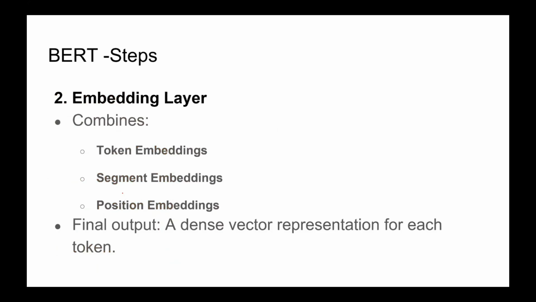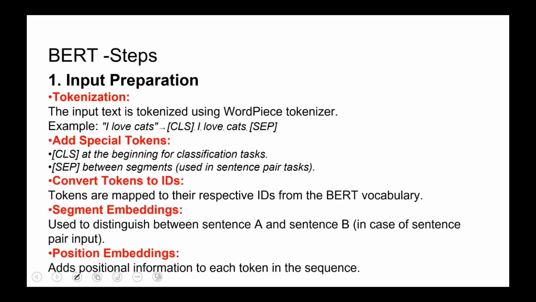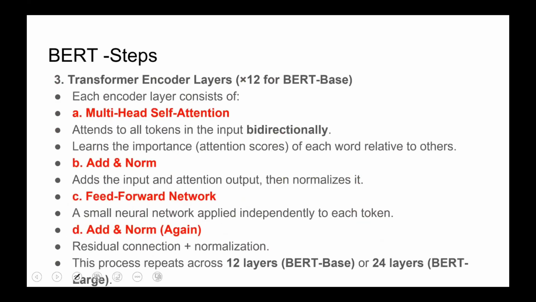Then we have the embedding layer. And at the end of the embedding layer, I would have this vector. Then I'll go for the transformer encoder layer. So the first layer was input preparation, that is finding out the tokens and giving the token IDs to them. Then it was embedding. And the third is the transformer layer. The transformer layer will have the attention mechanism, the addition and normalization, feed forward, and then addition and normalization again.